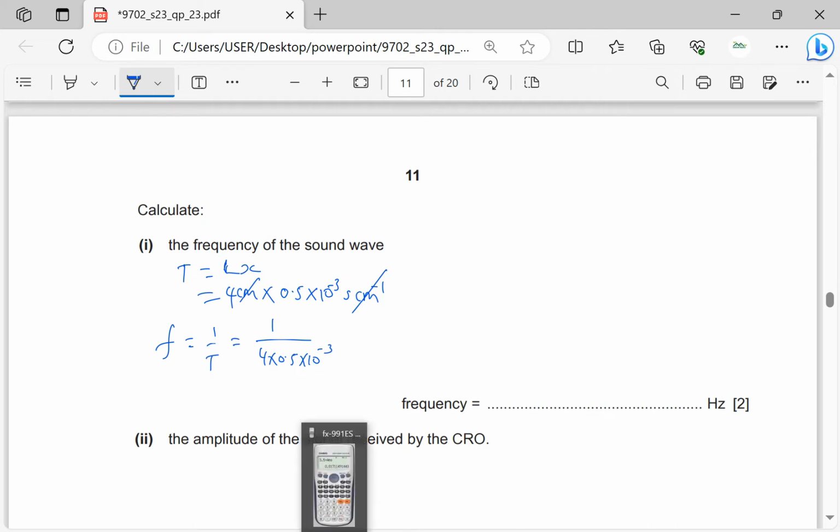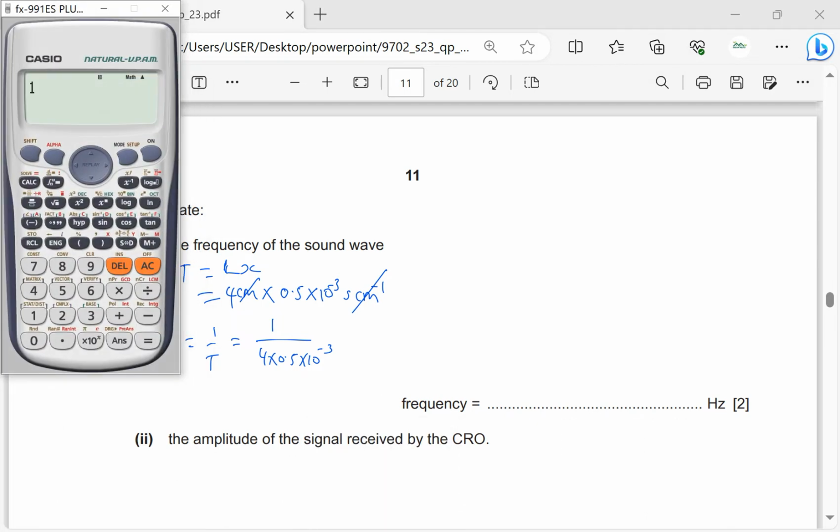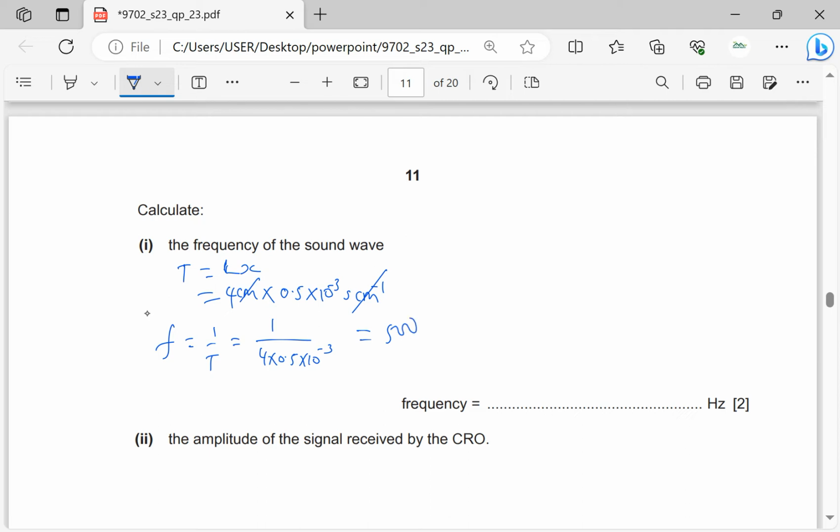So we can check this with our calculator. 1 divided by open brackets 4 times 0.5 exponent minus 3. So this is giving me 500 as the frequency. So this is 500.